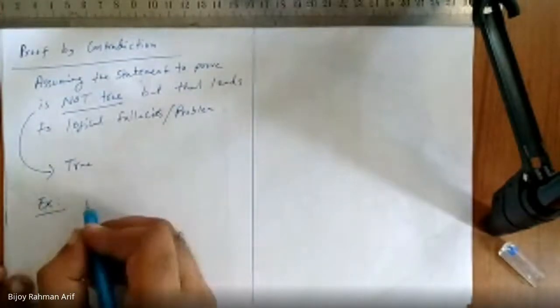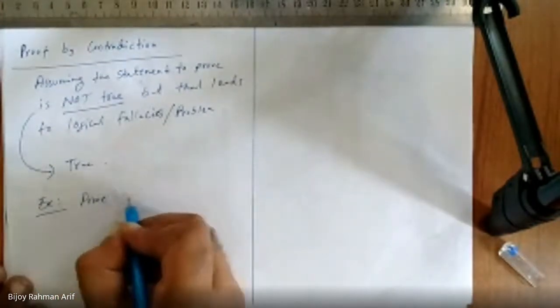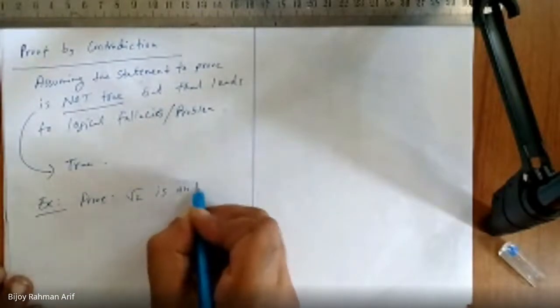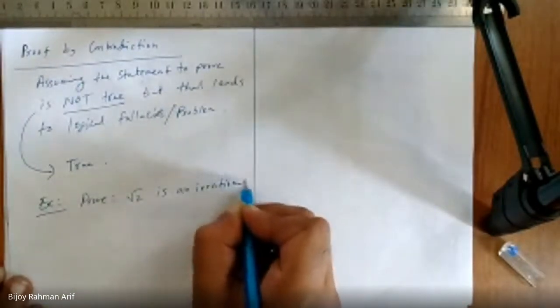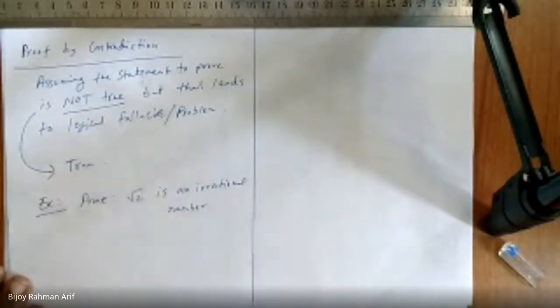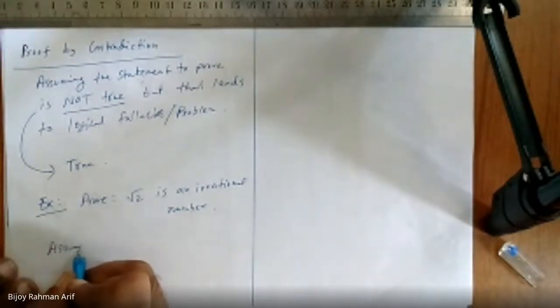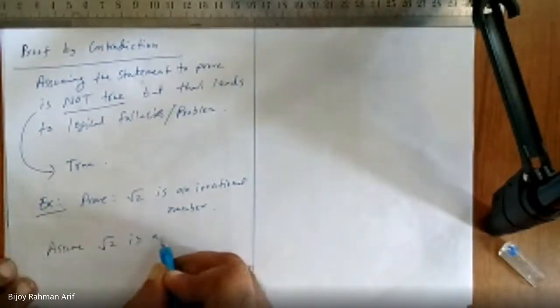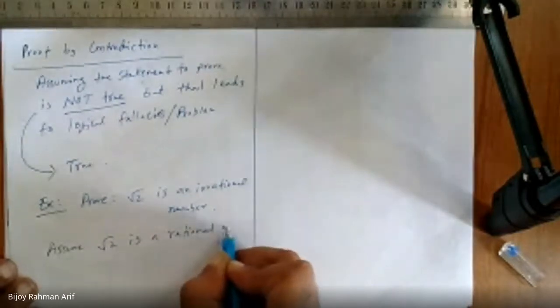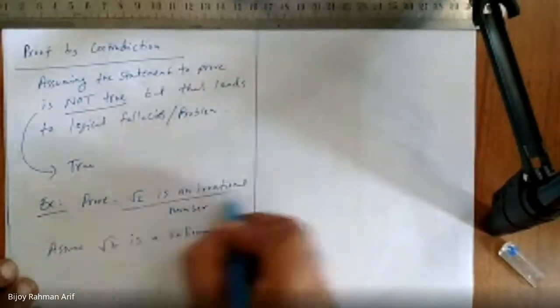Did you get it? For example, we want to prove root 2 is an irrational number. So what is the negation of this? Assume root 2 is a rational number. We assume this one is false.